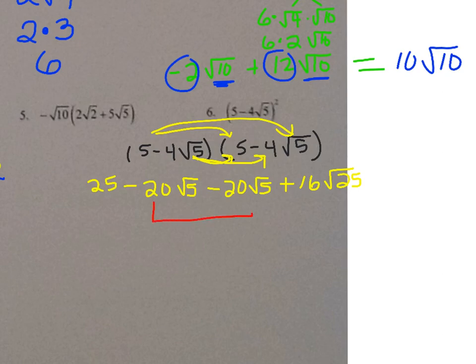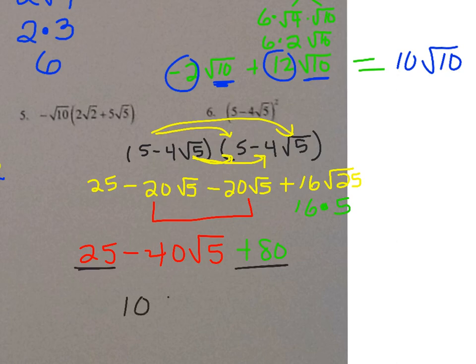Okay, now we need to clean this up here. So in the middle, I can combine like terms because they both have a square root of 5. So negative 20 minus 20 is negative 40, the square root of 5. Keep the radical. Right here we have 16 times the square root of 25, which is 5. So that's actually 16 times 5 is 80. So now I can combine 80 and 25. That is 105. And then we have minus 40, the square root of 5.